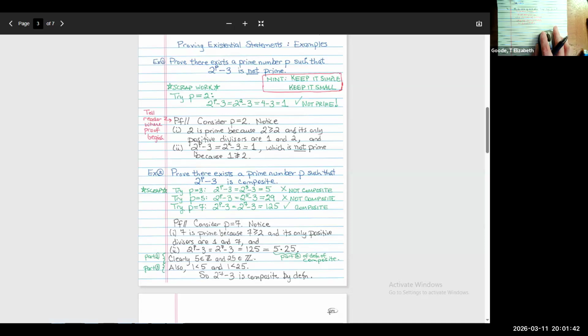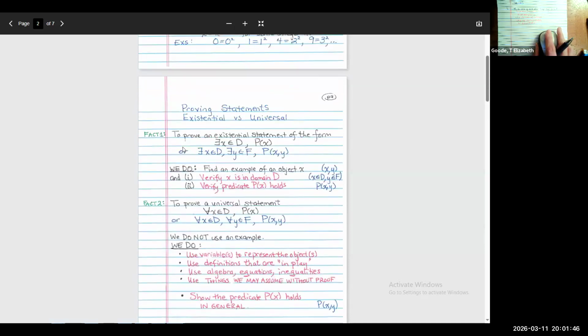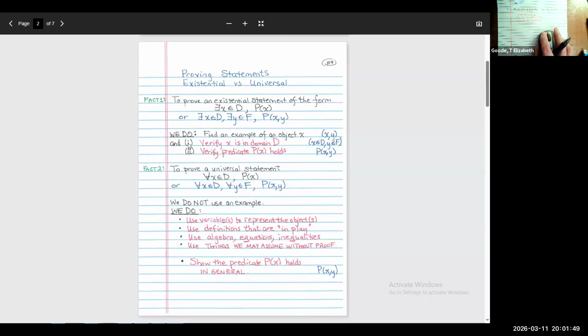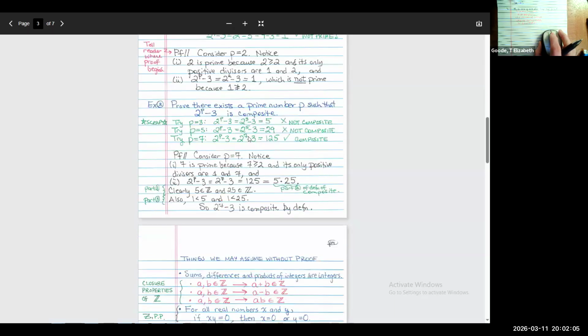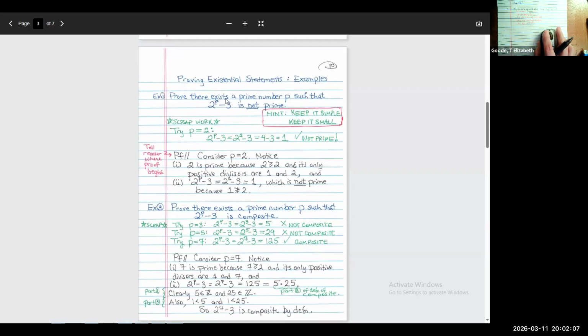Notice, and then you explain why 1 and 2 work out. Now, what are 1 and 2? They're right here. Step 1 for proving an existential statement is to verify that the x that you found is in the right domain. And part 2 is to verify that the predicate, which is the property, holds. It's just 2 steps. So here we want p to be a prime. Do you see that? It has to be prime. So we discuss why 2 is prime.